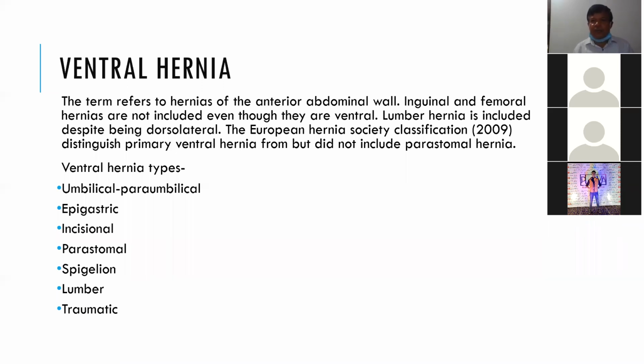Okay, we are going to start again. So this is about the introduction of ventral hernia. You remember what is properly ventral hernia, what are excluded, and what are different varieties of ventral hernia. Among these, the most common are umbilical hernia, epigastric hernia, and incisional hernia, and others are comparatively less frequent.